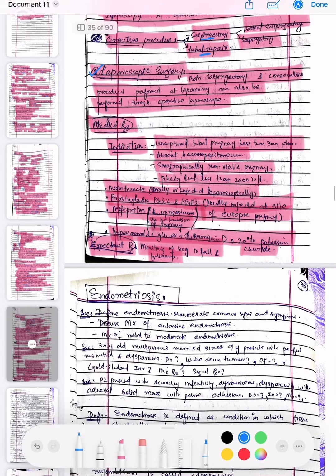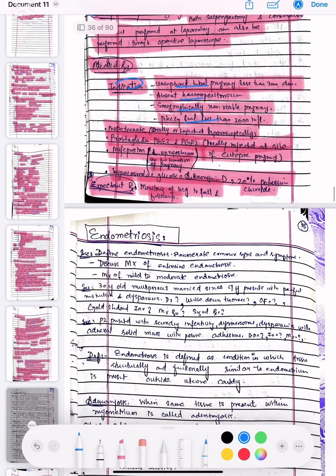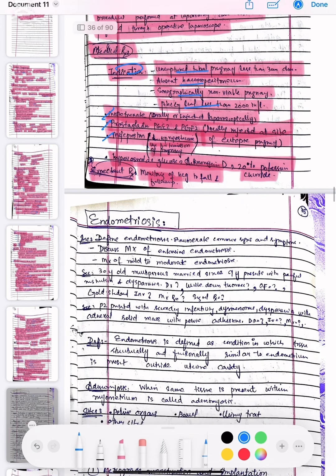The medical treatment is indicated when there is unruptured tubal pregnancy, absent hemoperitoneum, and a sonographically non-viable pregnancy at beta HCG level less than 2000. Methotrexate, prostaglandin, and mifepristone are given in medical conditions, and hyperosmolar glucose, actinomycin D, and 20% potassium chloride are given, and the expectant treatment is the monitoring of HCG to fall and follow up.